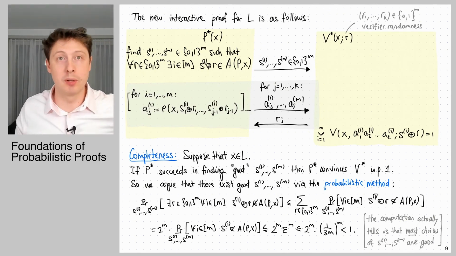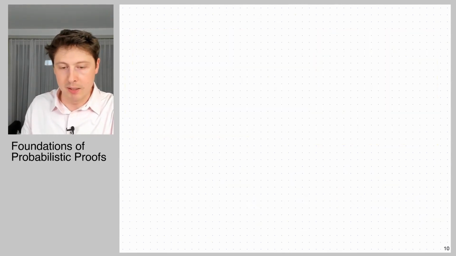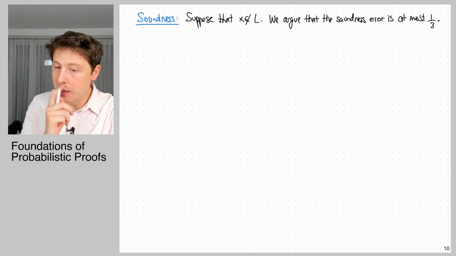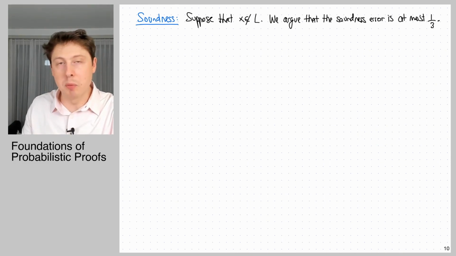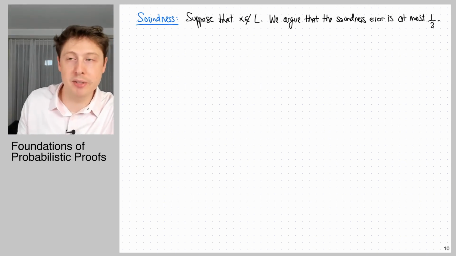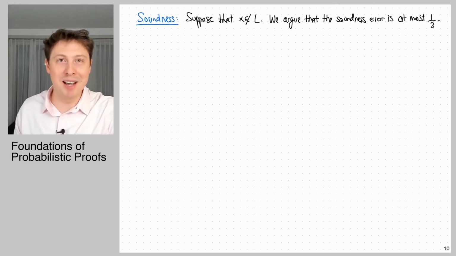All right, so we're only left to look at soundness. So suppose that X is not in L. We want to argue that the soundness error is at most a third. That is going to be enough, right? Because we already argued that we have perfect completeness, and a third is definitely less than 1. And now the soundness gap is positive rather than negative.